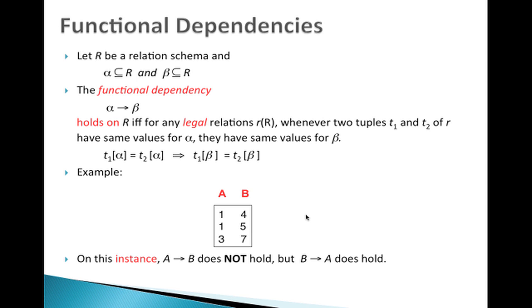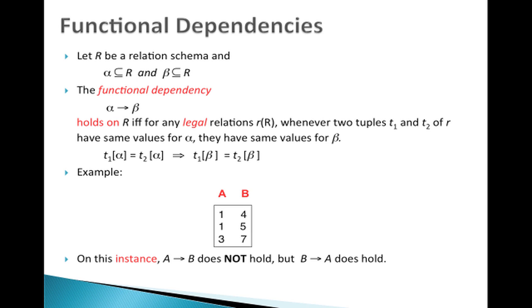So let's define it a little more formally. Let R be a relation schema, which means let R be a list of attributes in the relation. Alpha and beta represent sets of attributes. Okay, not just one attribute, but sets of attributes. And then we say that alpha implies beta is a functional dependency for R if for any legal relation, if two tuples T1 and T2 of R have the same value of alpha, they have the same value of beta. So in this case, we write it as T1 alpha equal to T2 alpha implies that T1 beta equal to T2 beta.